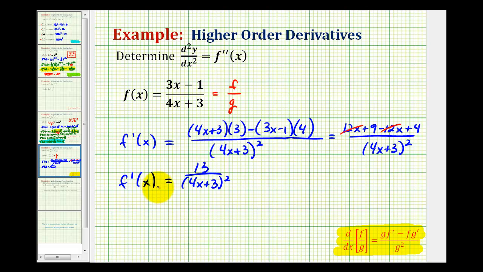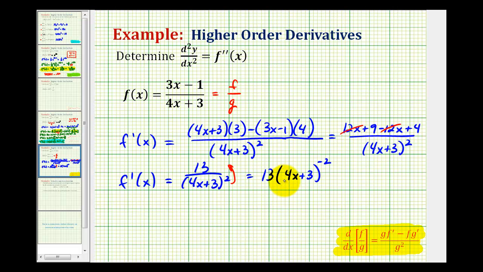the second. Now our goal is to determine the second derivative, which means we need to find the derivative of this function here. So we can avoid having to apply the quotient rule if we move this up into the numerator, which will change this exponent to negative 2. So we'll have 13 times the quantity 4x plus 3 raised to the power of negative 2. And now we have a composite function.